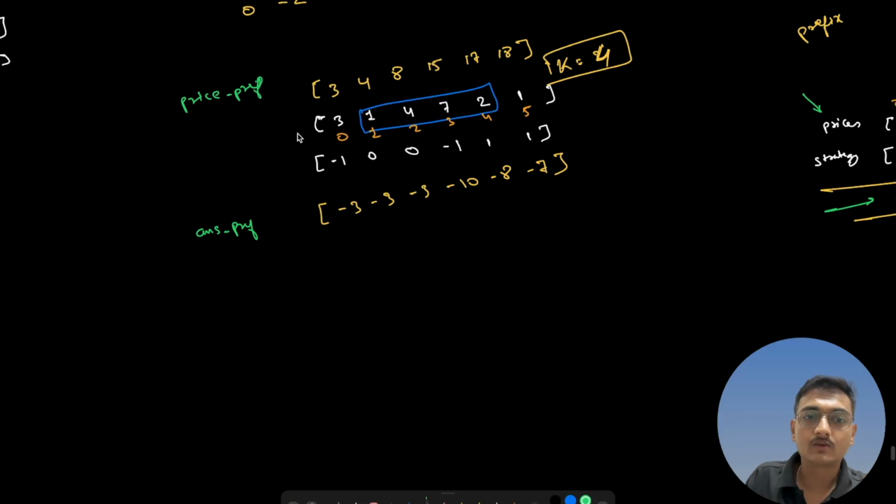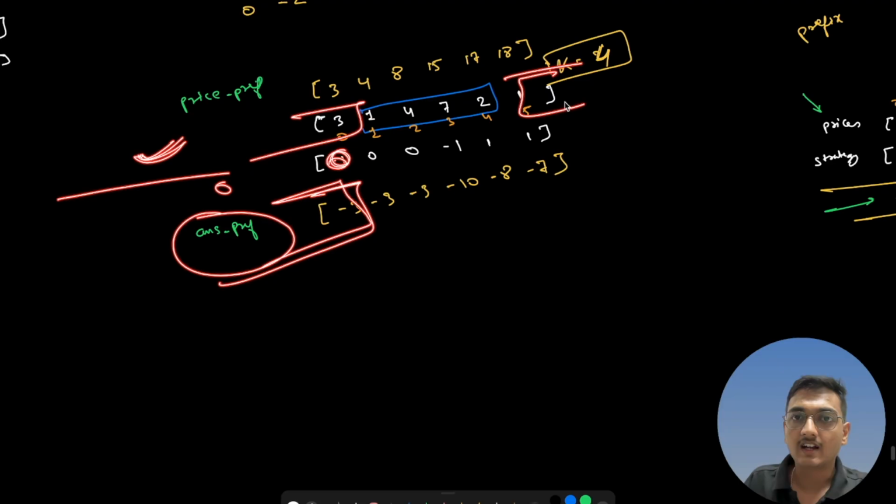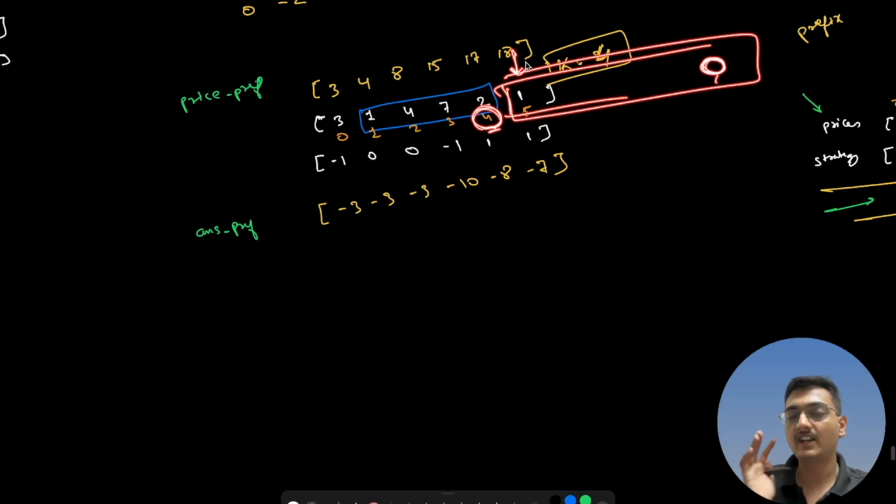For calculating the left sum and right sum, I'm using the answer prefix. The left sum is easy to calculate: I just go to that index and it tells me the prefix answer from the left up to that index. For the right part, I go to the rightmost index, since I need to calculate till here. I use that as my answer and subtract this from it, and I get the answer till here. This is how I will do it.